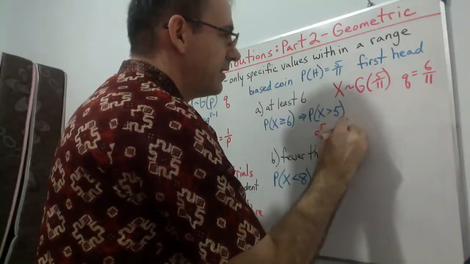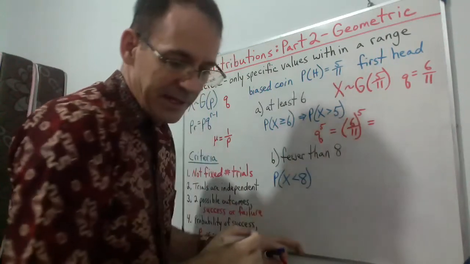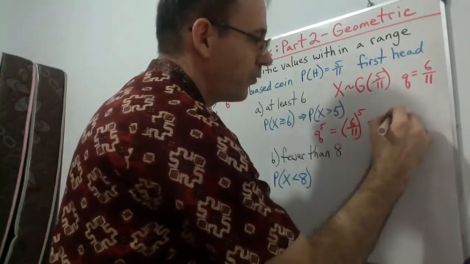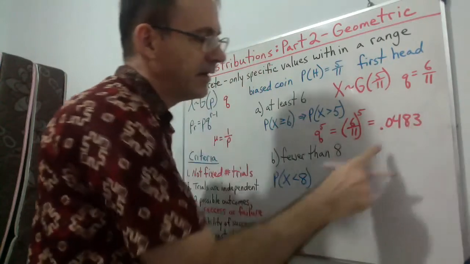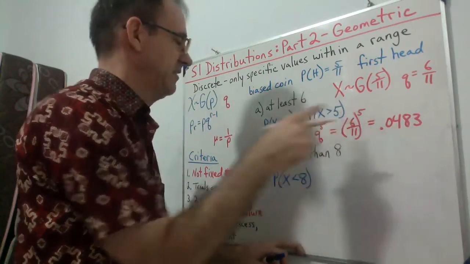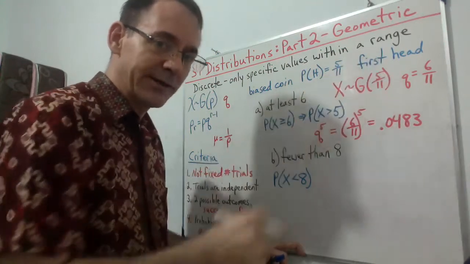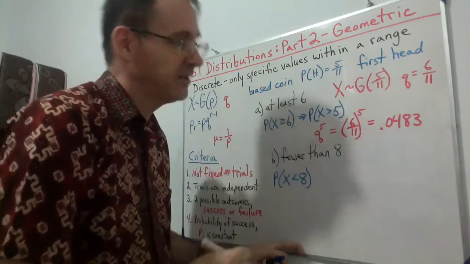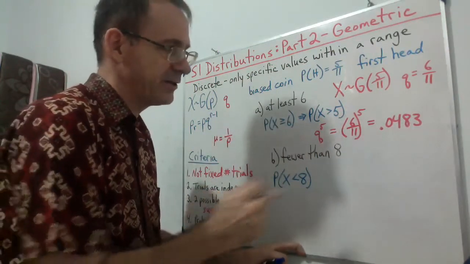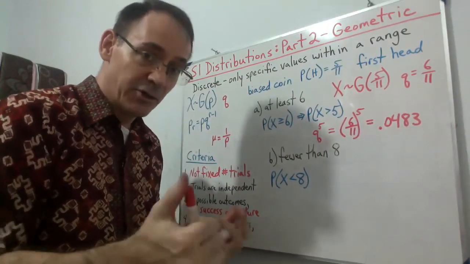So we have 6/11 to the 5th power, and that should come up to 0.0483. So in other words, there's almost a 5% chance that you'll get a head sometime after or including the 6th toss. Only a 5% chance, because you can only have 5 failures, and any time after the 5 failures, you will have your heads.